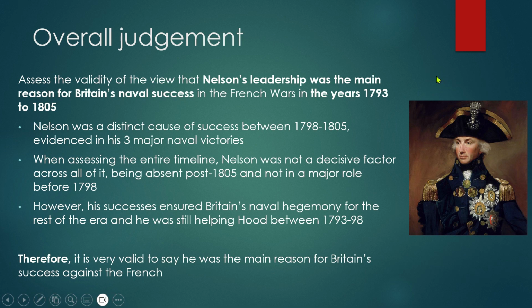So what is our overall judgment then? Let's go back to that question. Let's link back, as we said we should be doing, to connect and answer this issue. So here we go. Nelson, we can certainly say, was a distinct cause of success, especially between 1798 and 1805. However, when assessing the whole timeline, it does reveal a weakness in Nelson as a factor. He is absent after 1805 because of his death, and he isn't the main commander before 1798.